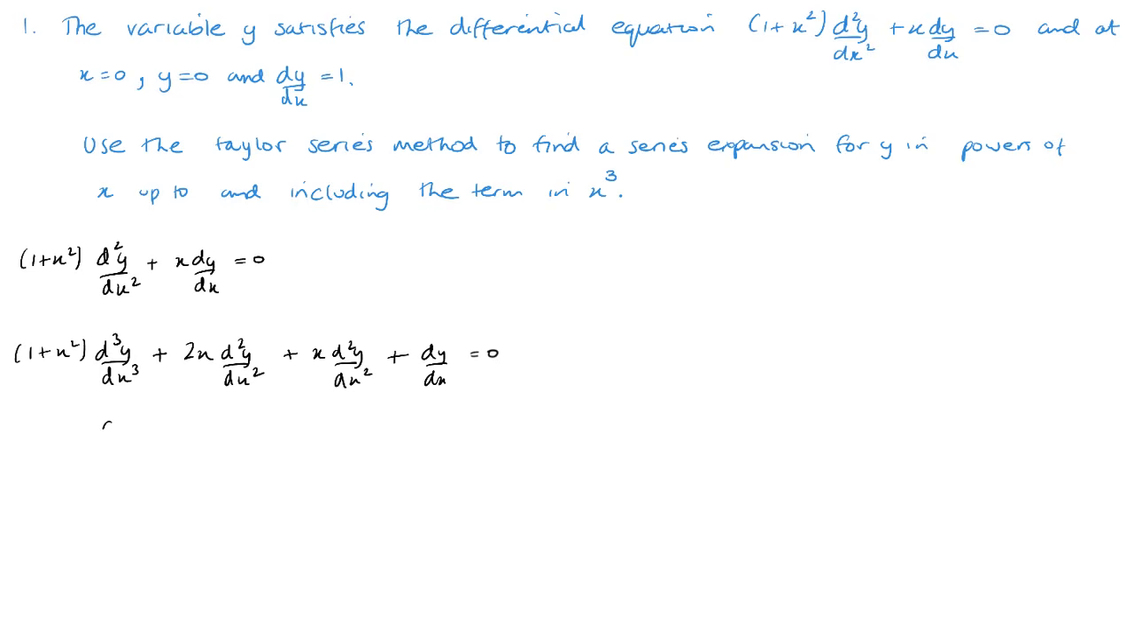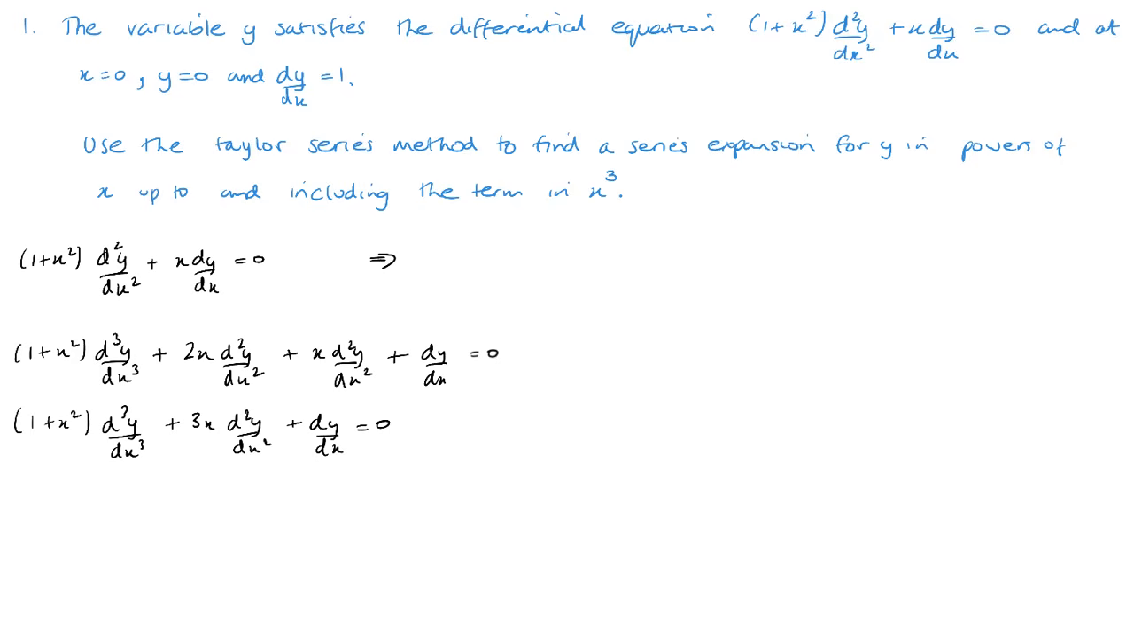So we've got d3y by dx cubed multiplied by 1 plus x squared plus 3x d2y by dx squared plus dy by dx equals 0. So now let's do our substituting.